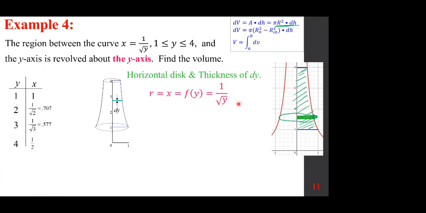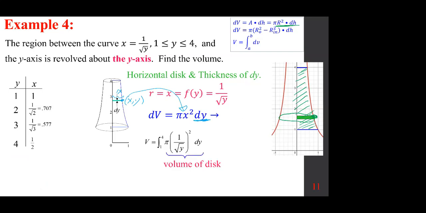Because the formula, class, is pi x squared dy, I can't emphasize enough, this is the x coordinate. Let me just write it on this one. This one has coordinates x and y, and this distance is x. That's why x squared, and you're going to replace it with 1 over square root of y. The moment you see dy, you know that you have to change the x. And so 1 over square root of y squared is simply 1 over y. This is the volume of a disk.